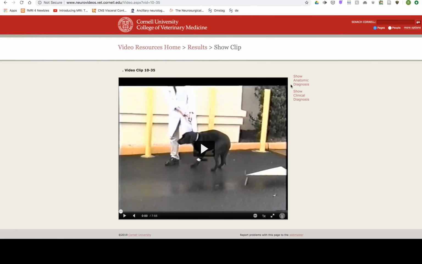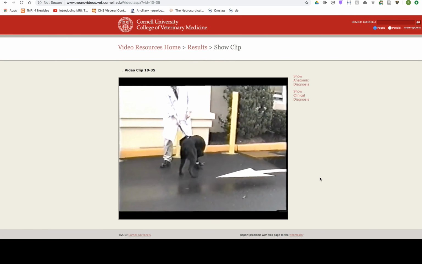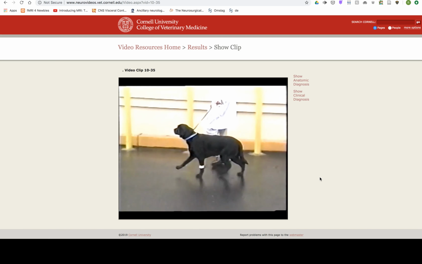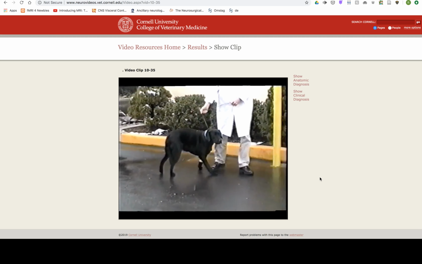Video 10-35 shows Clementine, a 14-month-old spayed female Labrador retriever with a slowly progressive gait abnormality for 5 to 6 months, with no evidence of any discomfort and no response to corticosteroid therapy. Note that the deficit in the thoracic limbs is worse than that in the pelvic limbs. Two examinations, as well as MRI of the lesion taken between the 2 examinations, are shown in this video.